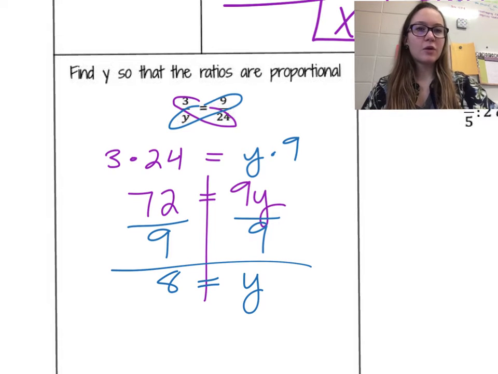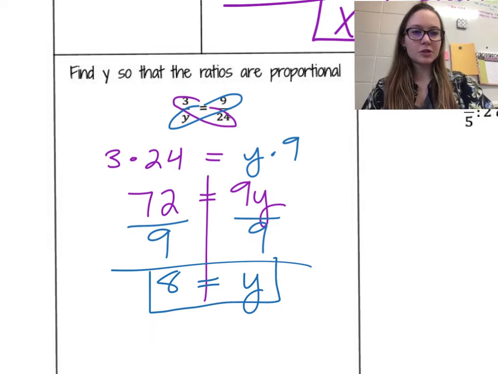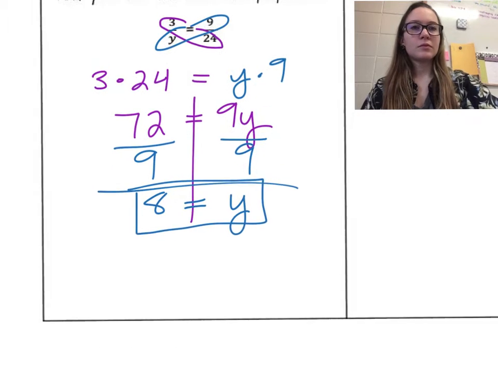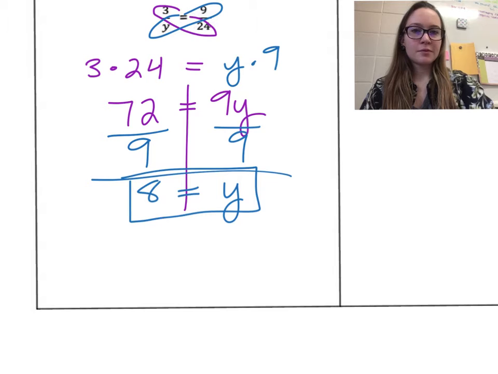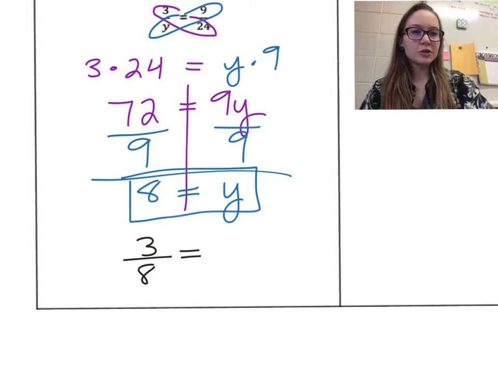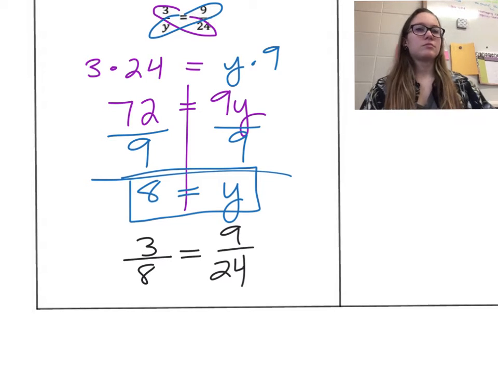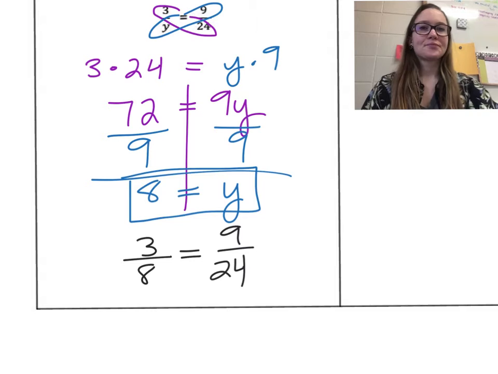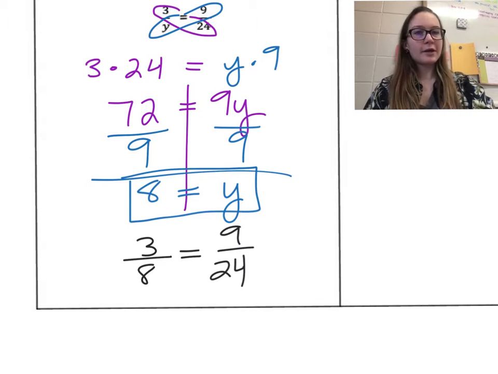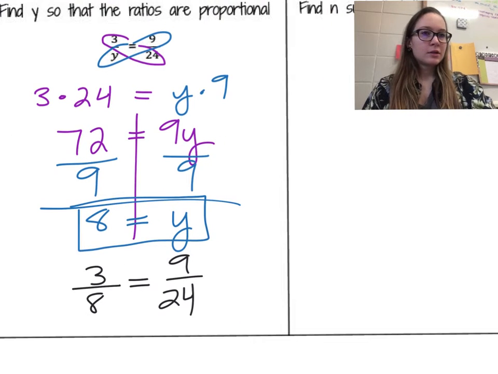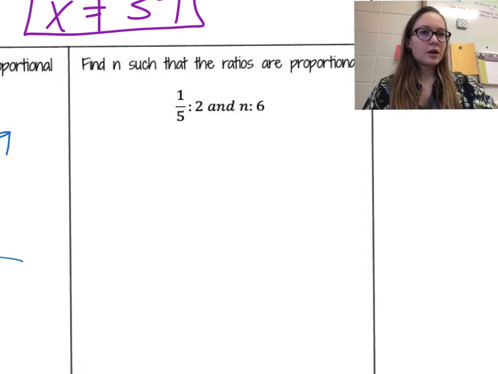Okay, so instead of y, if I put 8 in that ratio, it would work. That means it's proportional. So like here. So instead of y, I put 8. So 3/8 is proportional to 9/24. That's it. All right, and we have a fraction example. Don't worry, I'll walk through it with you.